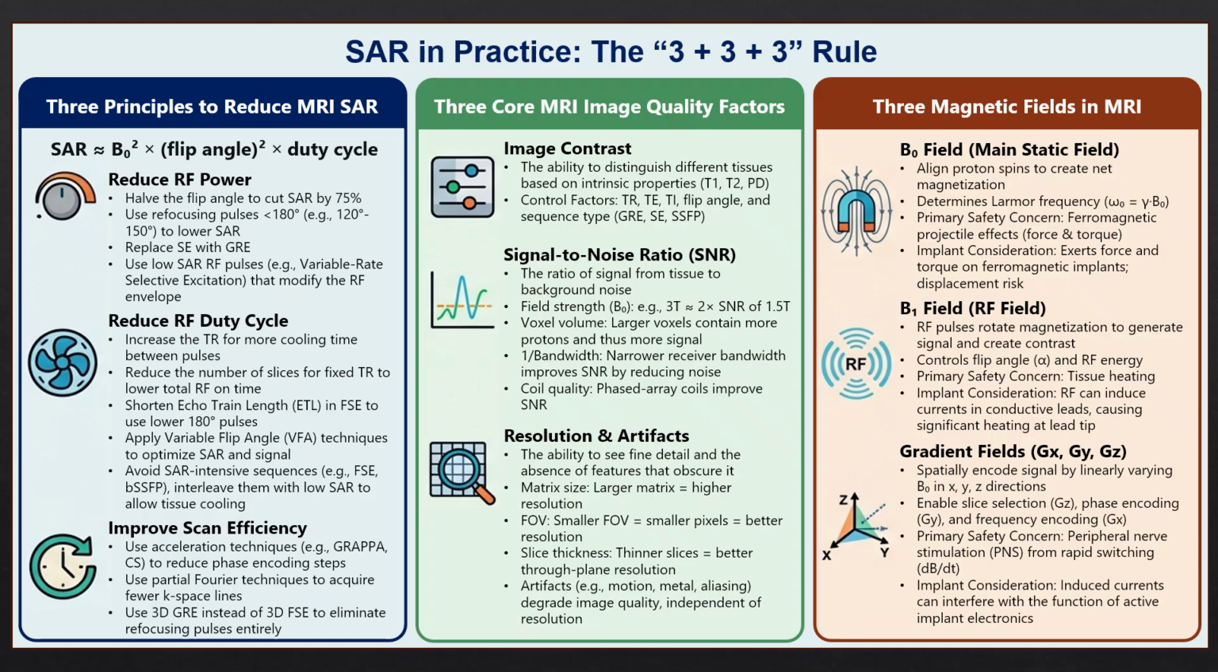Third, the 3 MRI magnetic fields with a focus on safety are: B0, the main static field, which is always on and poses projectile and implant displacement risks; B1, the RF field, which is the primary source of SAR and can cause tissue heating and implant-related heating; and the gradient fields, which are responsible for spatial encoding but can induce peripheral nerve stimulation due to rapidly switching magnetic fields. Together, these 3 layers provide a practical way to understand and control SAR in clinical MRI.